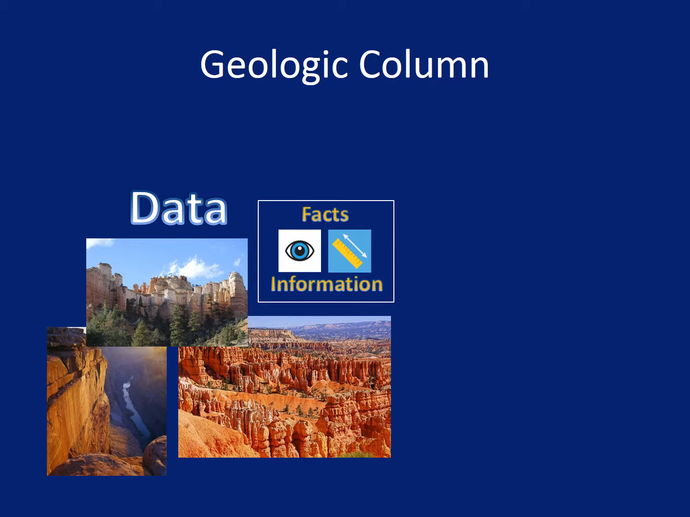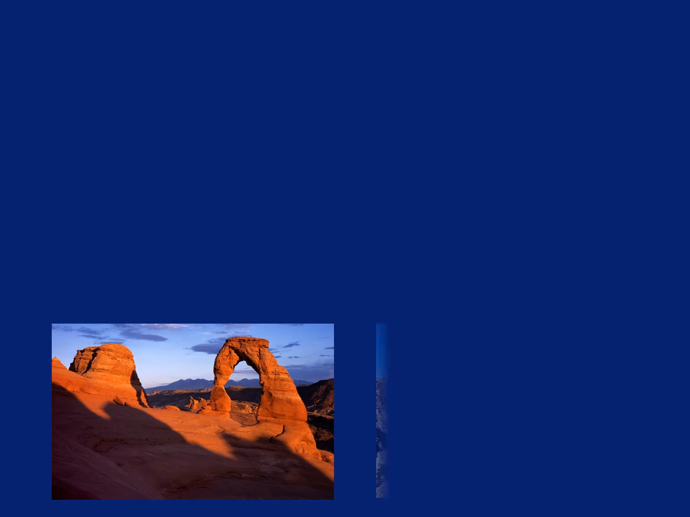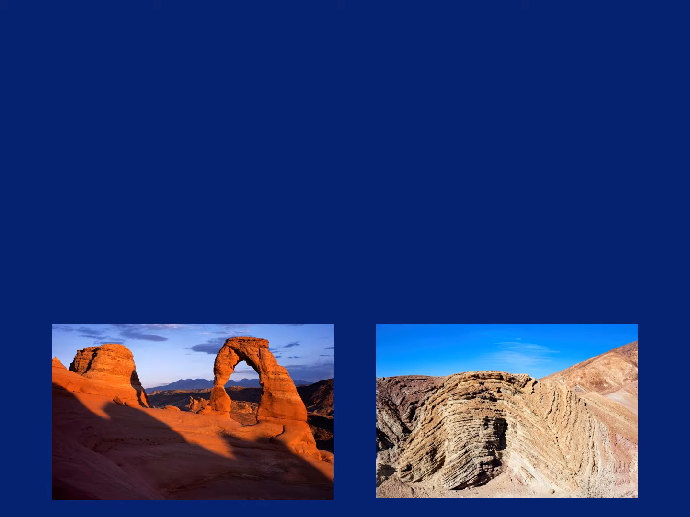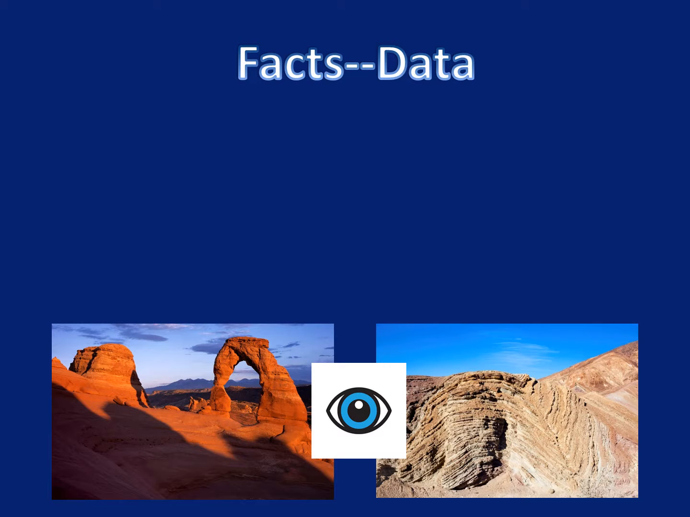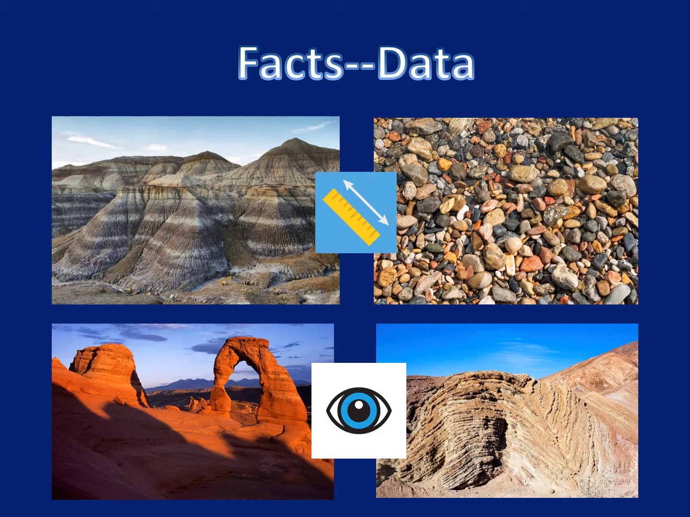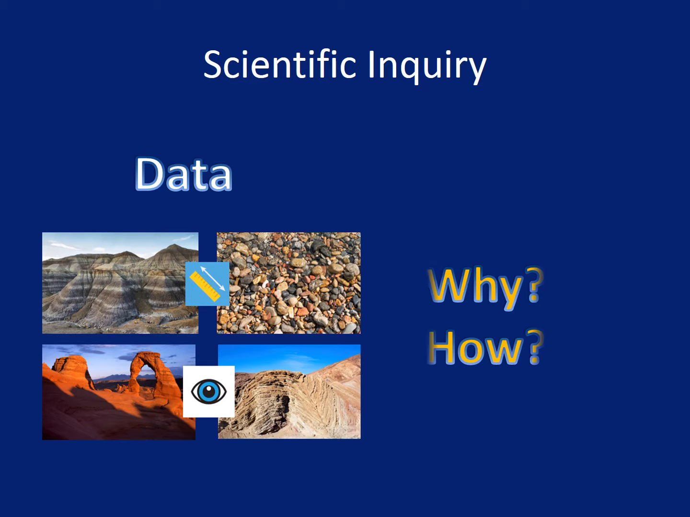The rocks in the geologic column are a source of lots of interesting data. For example, the color and shape of rocks are facts, things that can be observed by anyone who looks at the rocks. These facts are data. Measurements of things like the size of a pebble or the depth of a rock layer are data also. As scientists analyze the data from the geologic column, they look for explanations for why rocks are a certain color or shape, or how they came to be layered or folded.